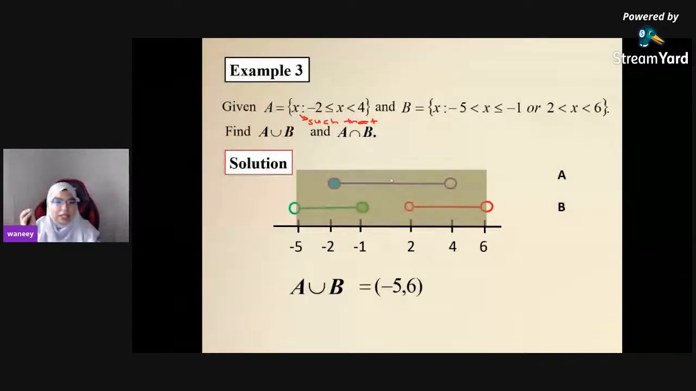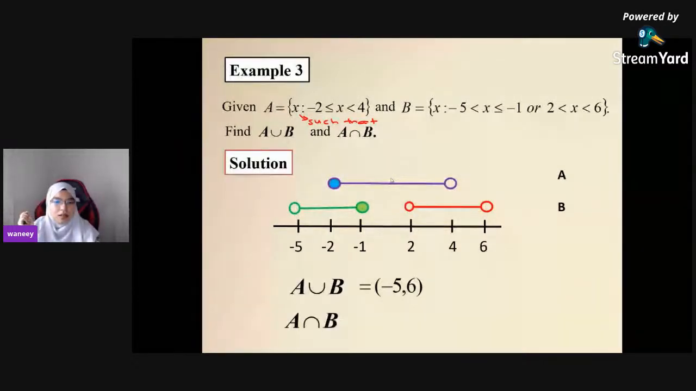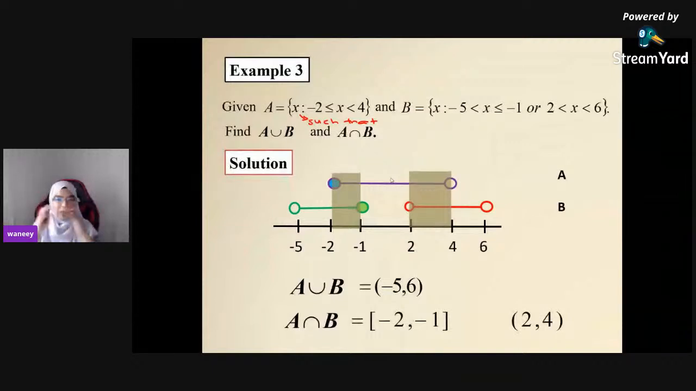Another one is the overlap. So we have to find the intersection for them as well. Okay, so now A overlap with B. So overlap them. So this is the first region. That is the second region. So the first one is -2 up until -1. The second one is 2 up until 4. So we have 2 values over there. -2 up until -1, 2 up until 4.